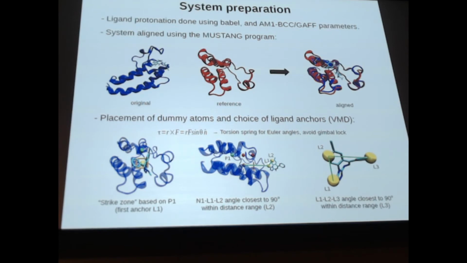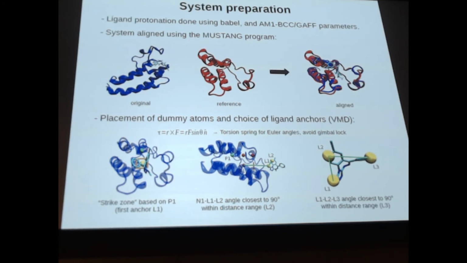So I make sure that the first ligand anchor is the one closest to the protein. Then I choose the second ligand anchor with a minimum distance, and also the closest angle that I can to 90 degrees. Why is that? Because I don't want an angle that's too close to 180 or 0, and I don't want the distance to be too small.